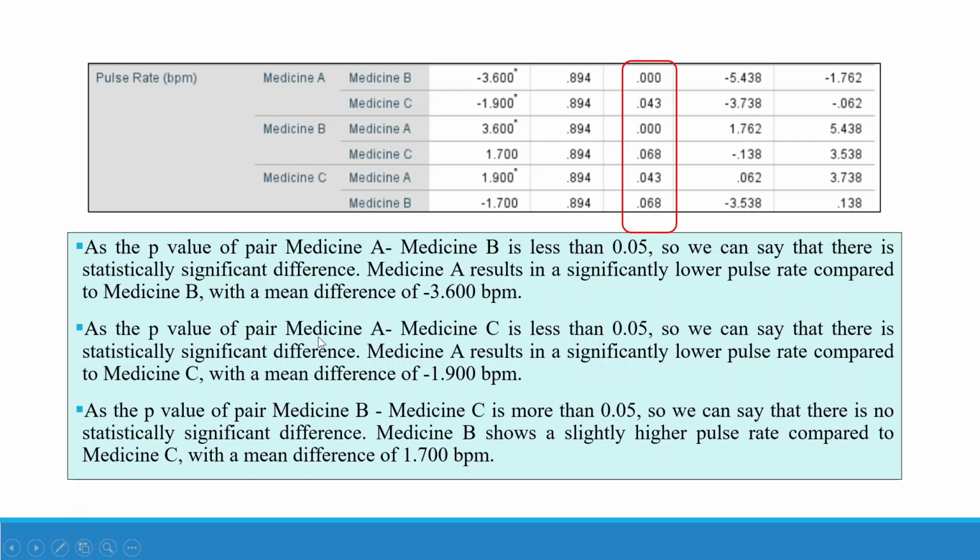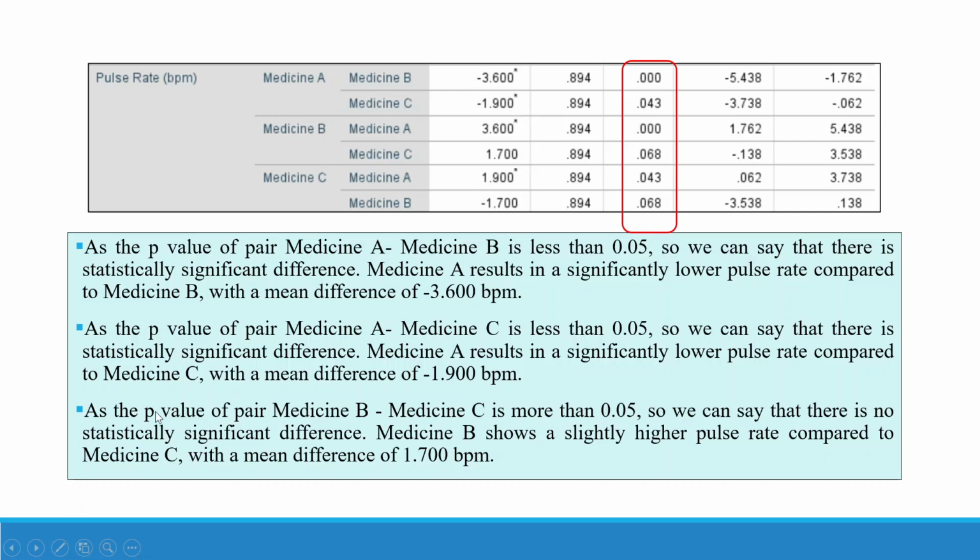As the p-value of the pair medicine A and medicine C is less than 0.05, we can say that there is a statistically significant difference. Medicine A results in significantly lower pulse rate compared to medicine C, with a mean difference of minus 1.9.